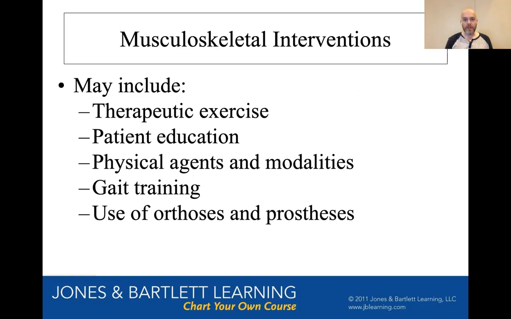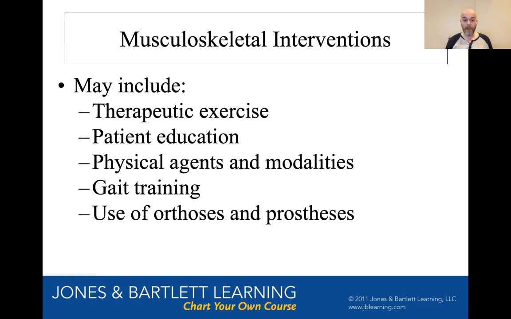What do we do with musculoskeletal and orthopedic type people? Well, we'll do therapeutic exercise, weight training, exercise resistance band training, body weight training, and patient education on posture and on proper exercise mechanics. We can use physical agents and modalities to help with pain. So things like hot packs and cold packs and electrical stim units, which we'll learn next semester.